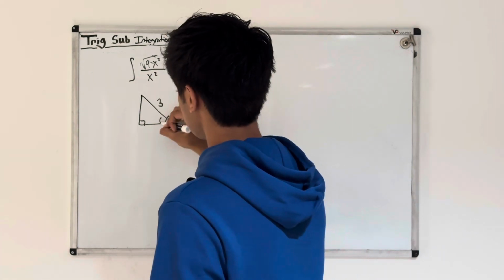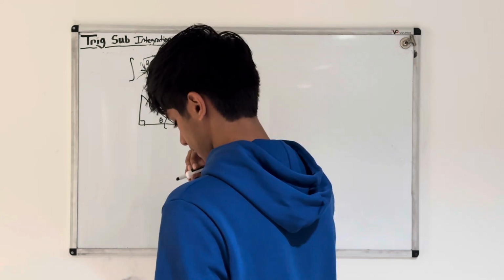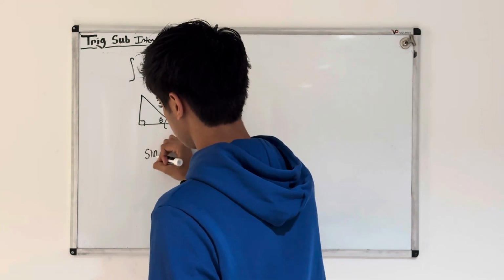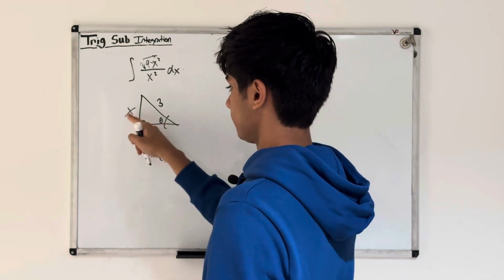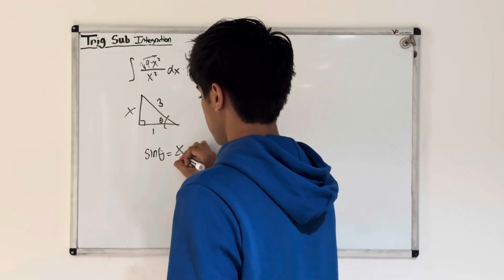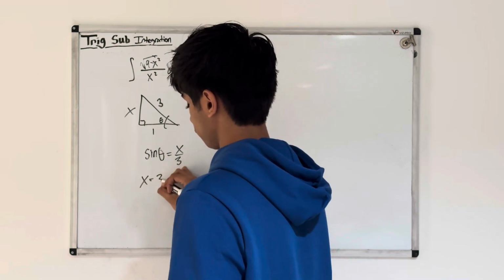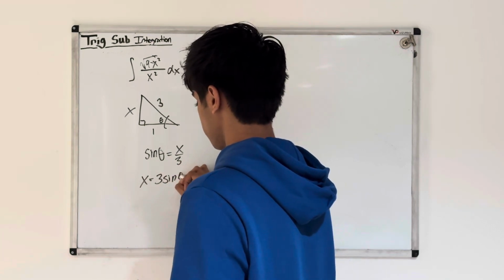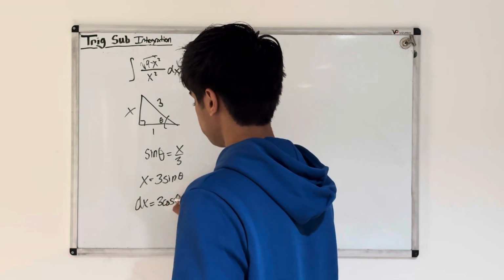This is theta. And we can see that it matches the form that sine theta, so opposite, we'll make this x, make this 1. So sine theta is x over 3. And then the derivative, so actually move it over. So x equals 3 sine theta. The derivative of this, dx, is going to equal 3 cosine theta.